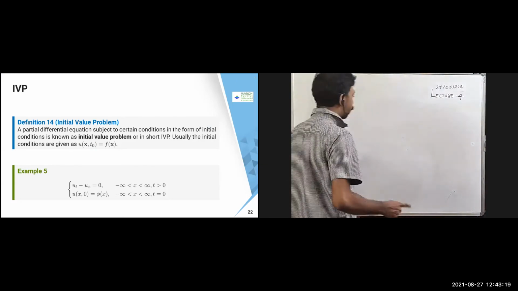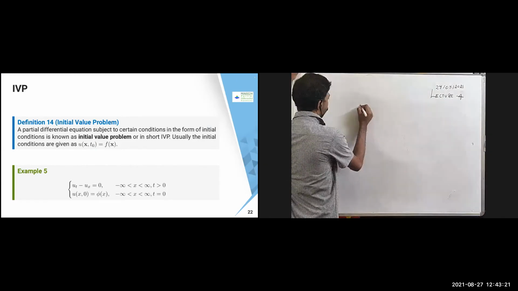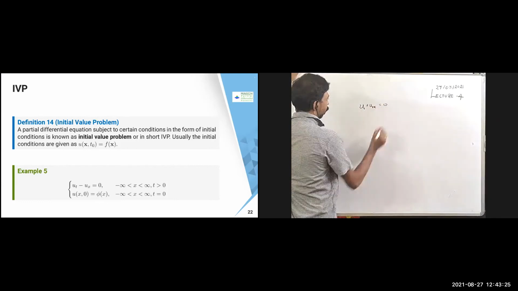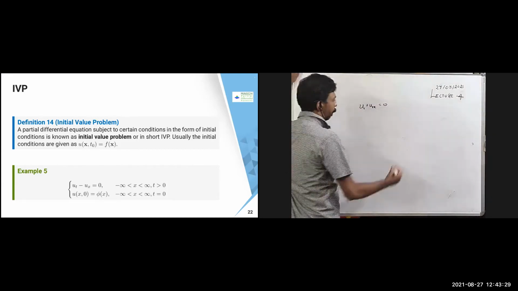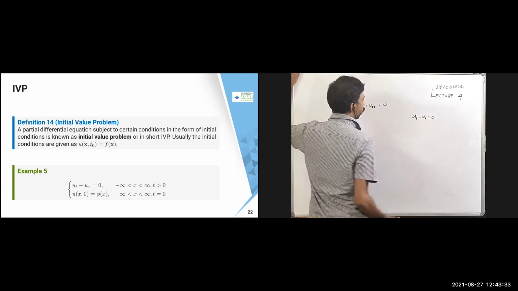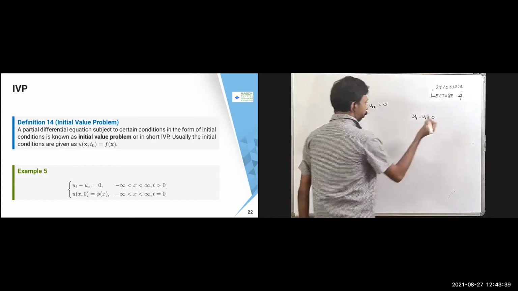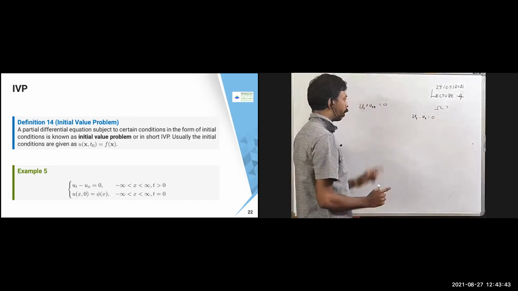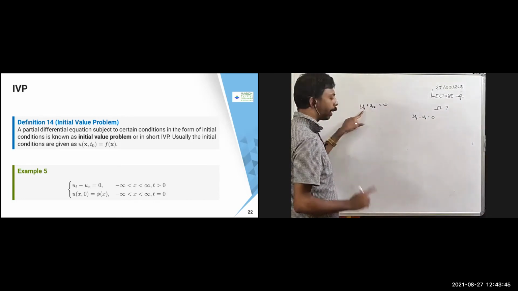Whenever a partial differential equation is given, for example, u_t plus u_xx equal to 0, or a problem like u_t minus u_x equal to 0, you have to define the domain of the problem. That means you have to define the domain for x and the domain for t, both.